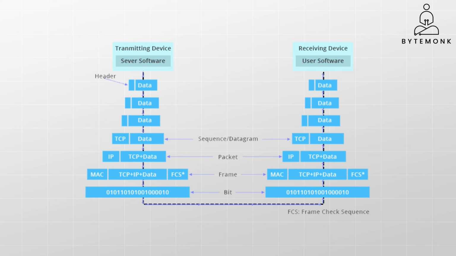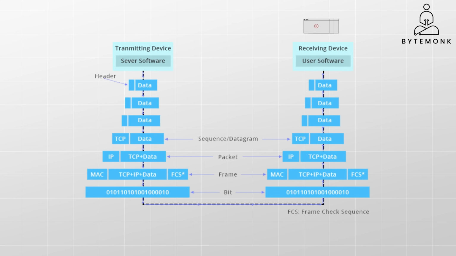The receiving device reverses the process, de-encapsulating the data at each layer with the header and footer information directing the operations. And then the application finally uses the data. The process is continued until all the data is transmitted and received.